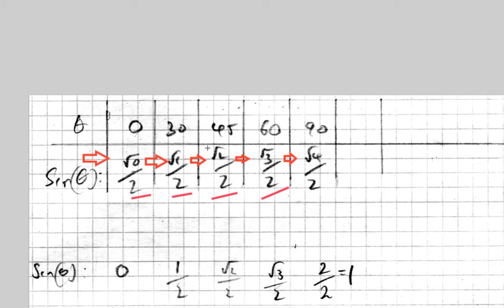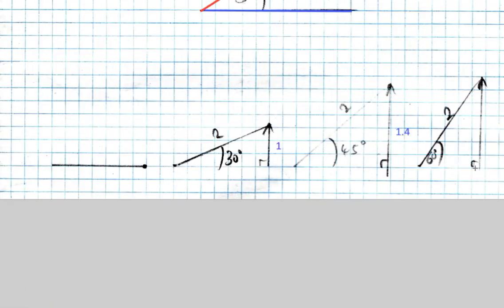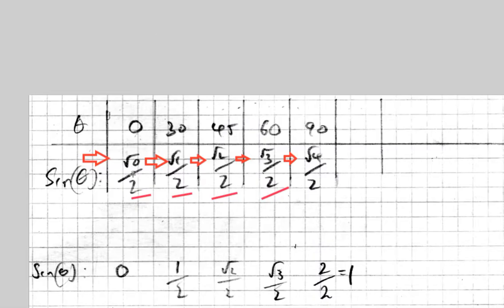The opposite side increases by a unit value of 1 for these increases in angle, and that's what produces this there. And that unit value of 1 is underneath a square root, so root 0, root 1, root 2, root 3, root 4.